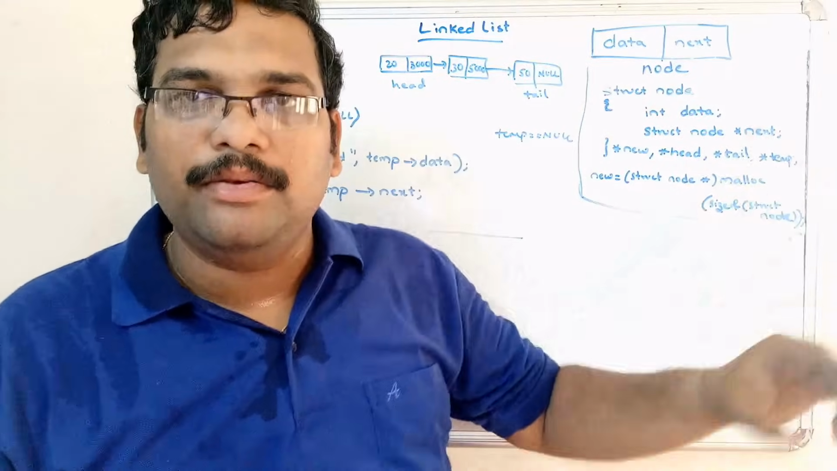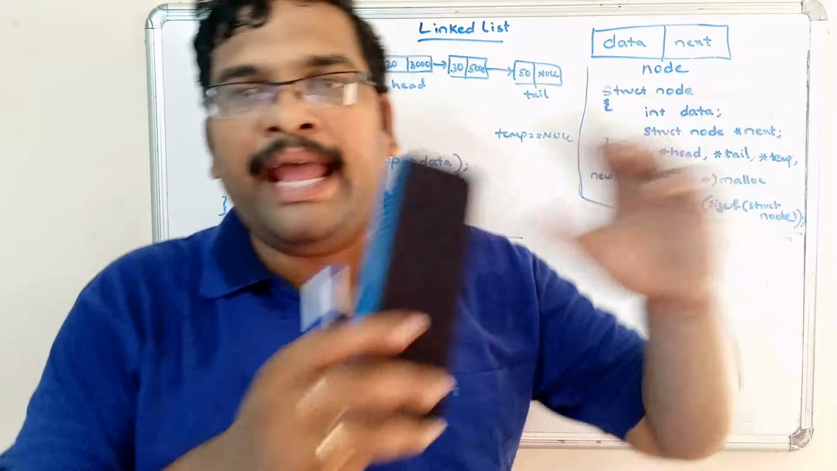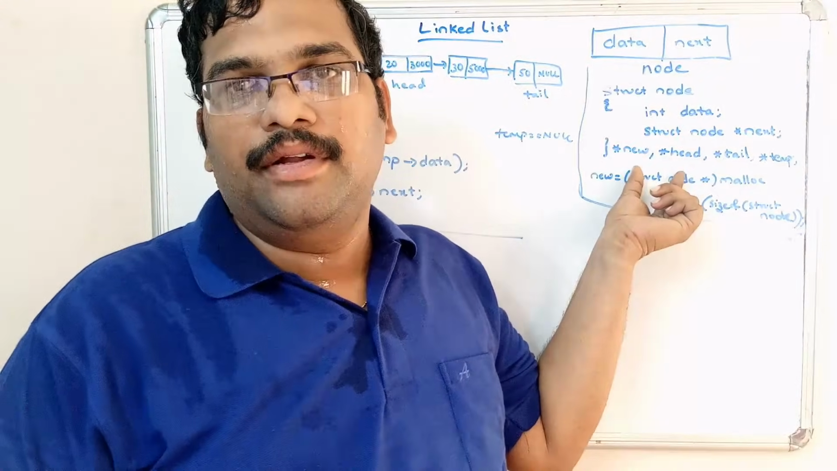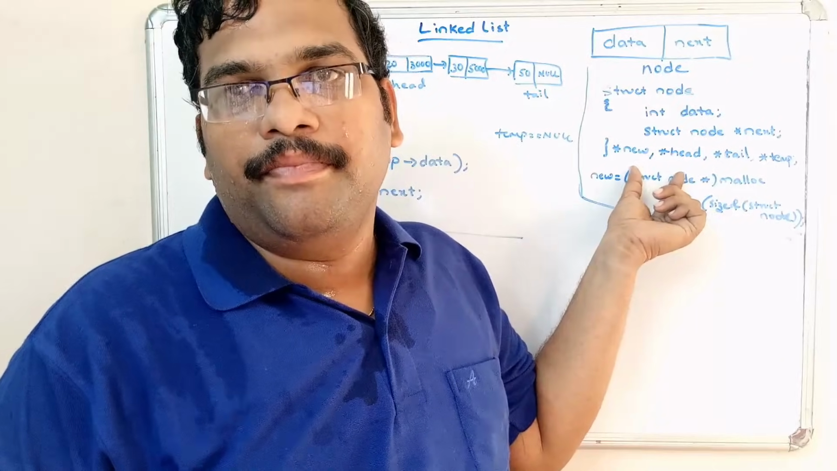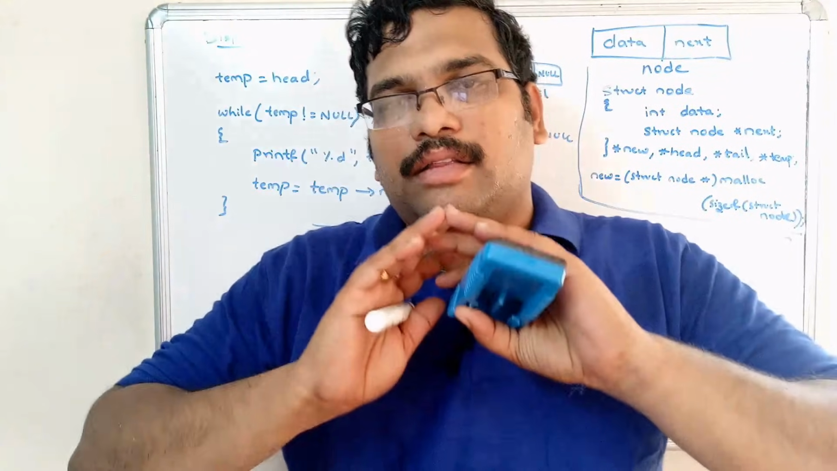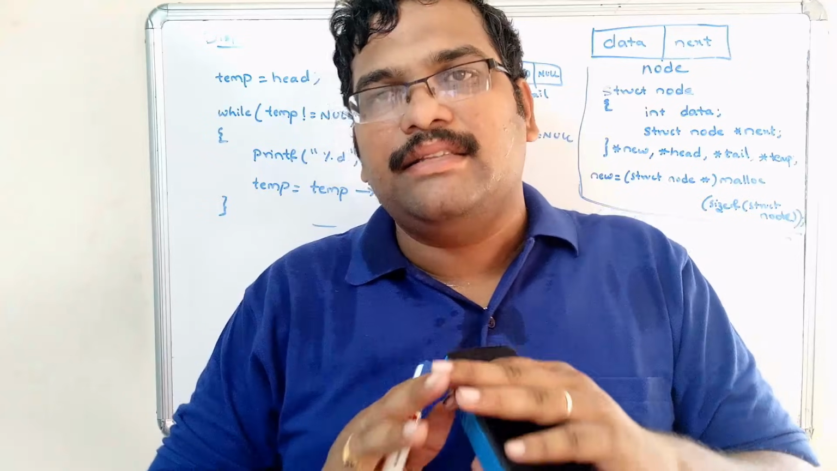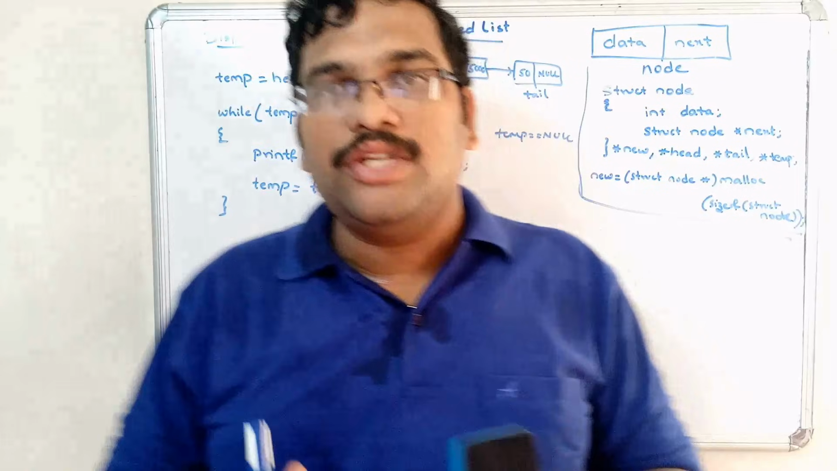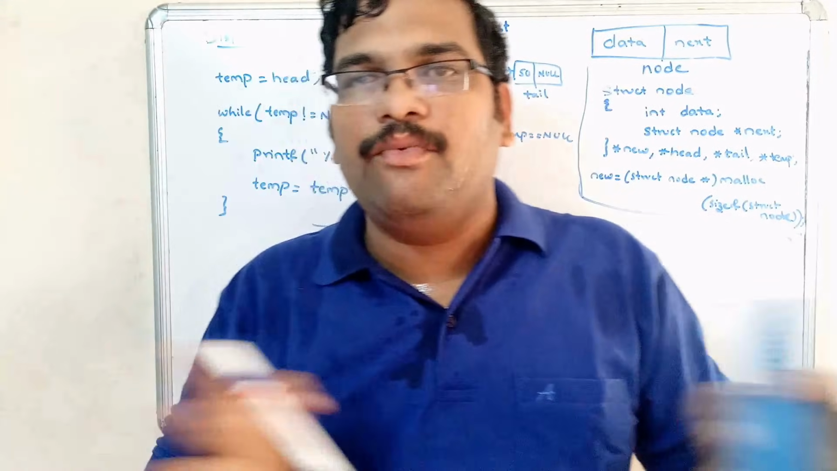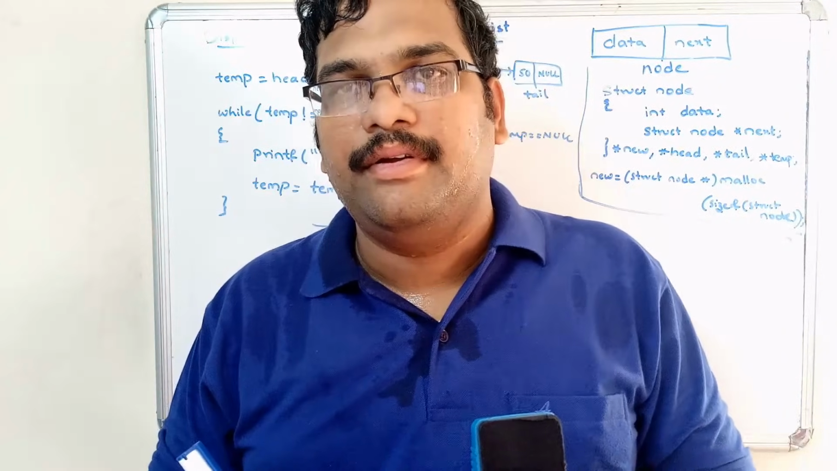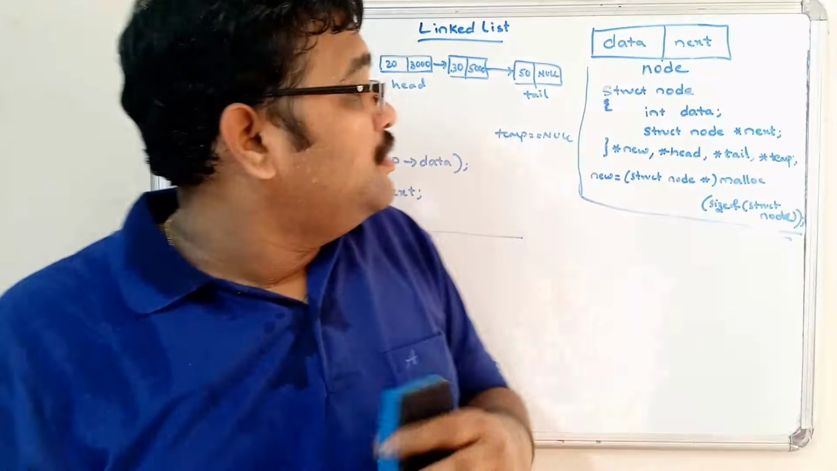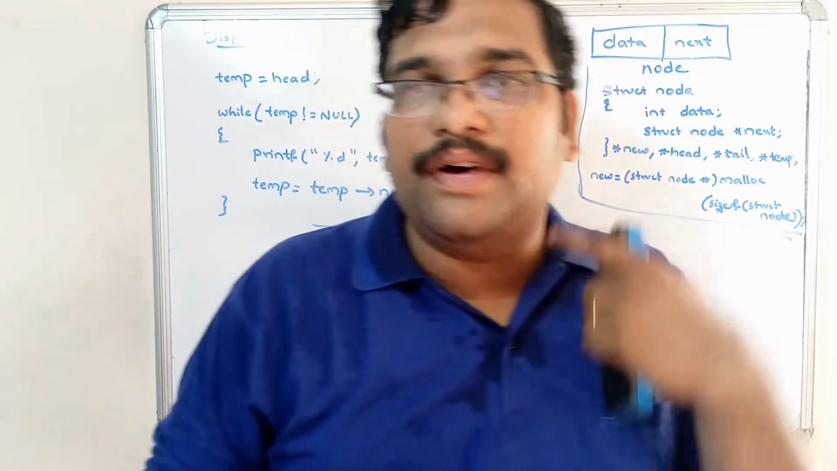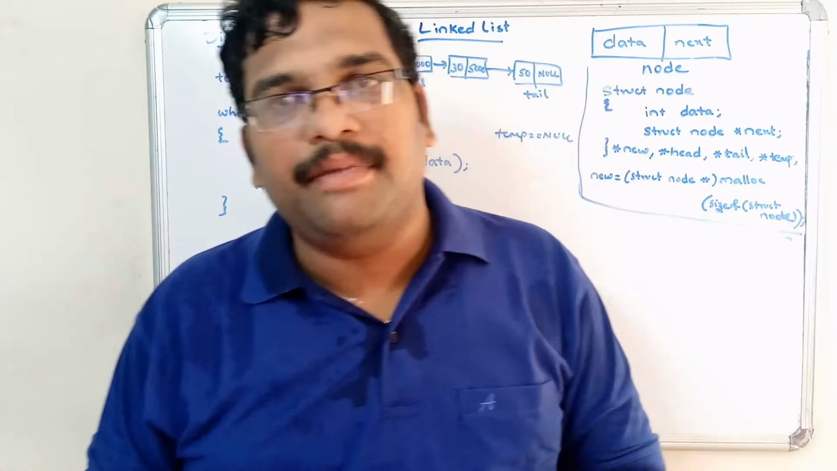The variable should have both the value and the address, so we are creating pointer variables for representing a node, right? The main advantage is the elements can be stored anywhere, because we are establishing a link between one element and another element, right? And also we are using dynamic memory allocation for allocating the memory.